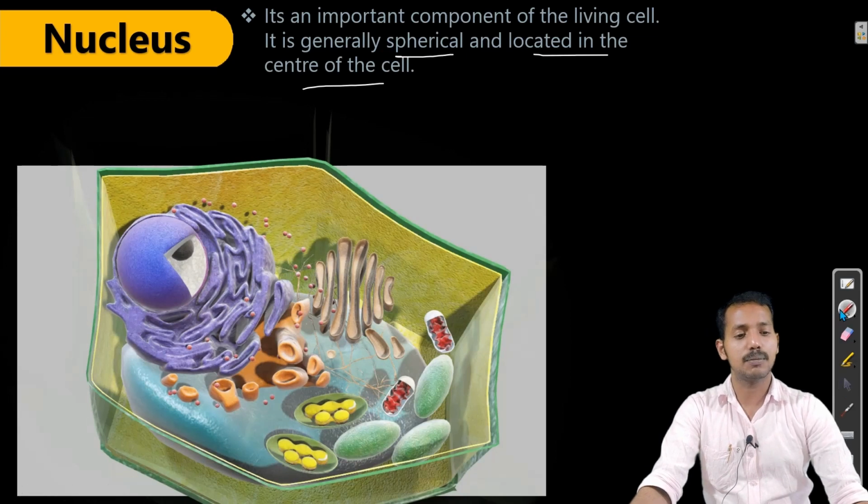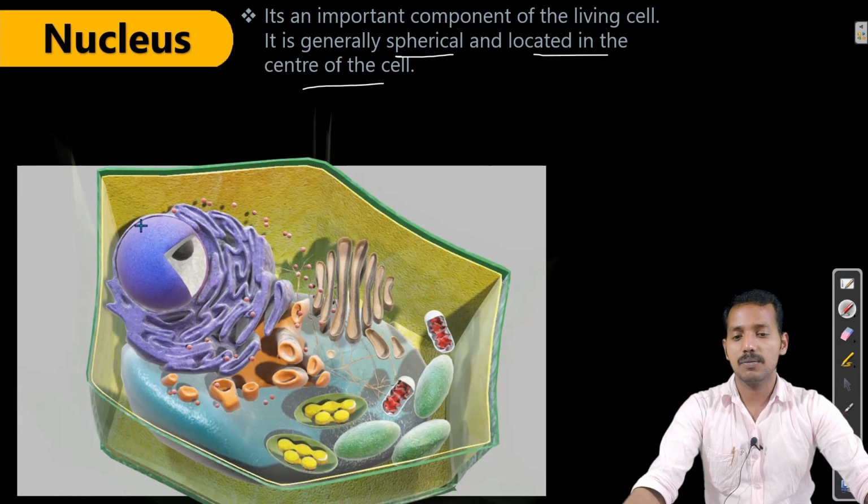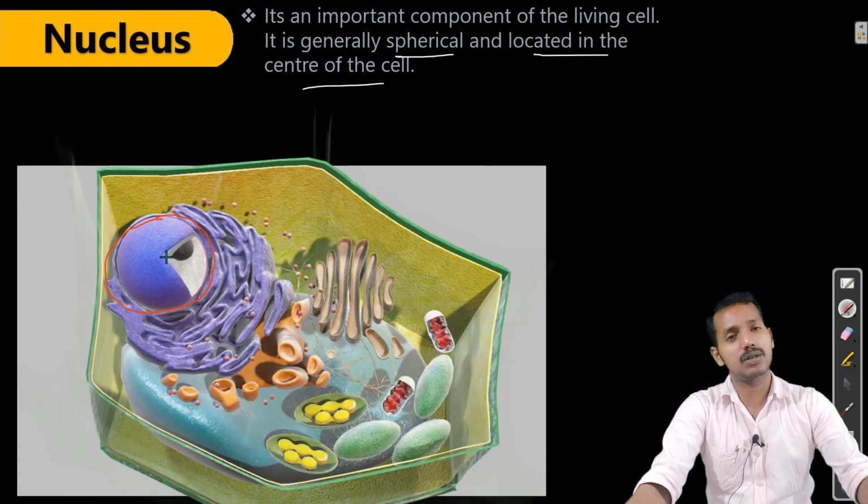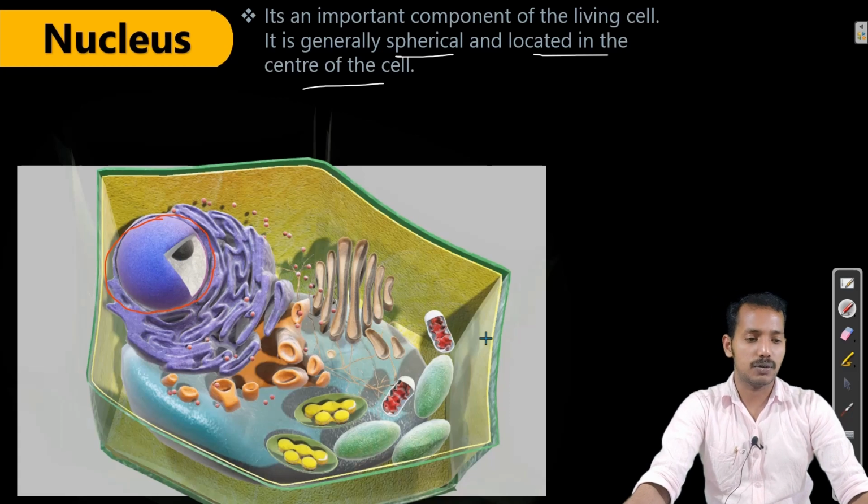See here, this is the typical plant cell. You can see here the spherical part, that is the nucleus. And it is generally located in the center but not necessarily always. And it is one of the important components of the cell. That you have to remember.